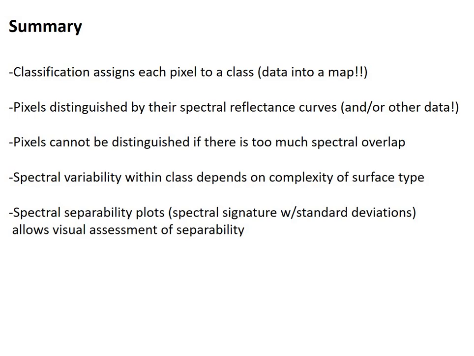Spectral variability within a class depends on the complexity of that surface type. And spectral separability plots can be used to visually assess how separable different classes are. And those separability plots are simply a plot of the mean spectral signatures with the standard deviations to see how much overlap there is. Stay tuned for our next video where we'll look at supervised classification.